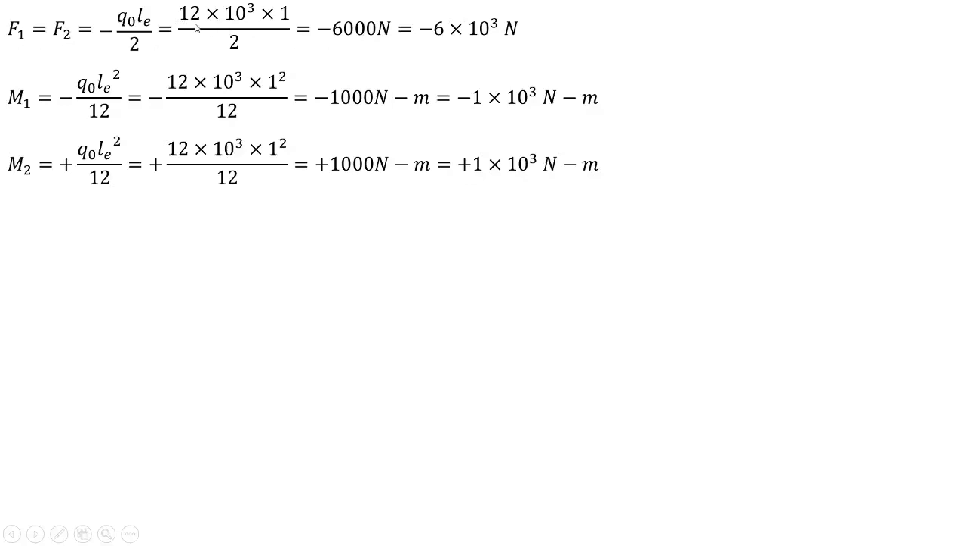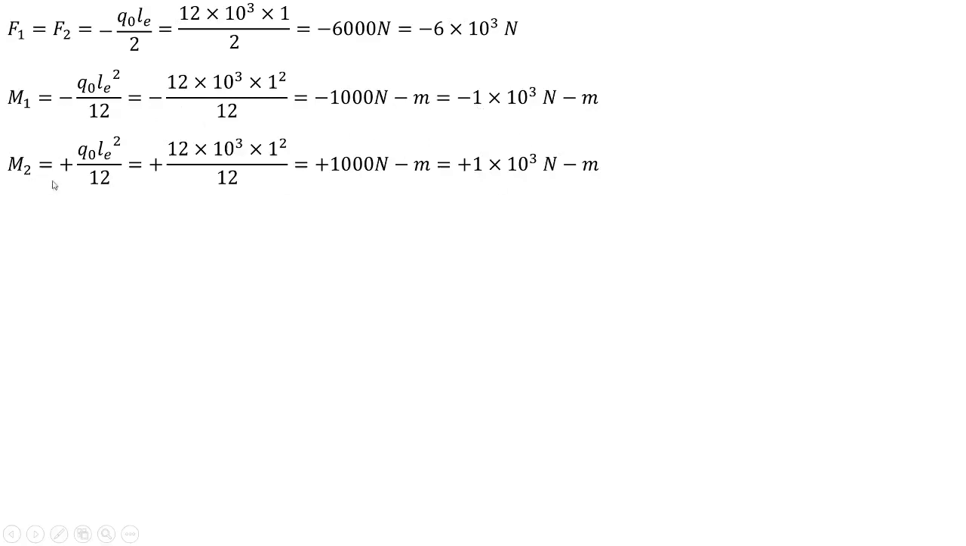Where the applied UDL is 12 kilonewton per meter, so I'll convert that in terms of Newton per meter, multiplied with 10 to the power of 3. Length is 1 meter divided by 2, so that turns out to be minus 6 into 10 to the power of 3 Newton. Similarly, the calculation of moment is Q naught into LE square divided by 12. So same thing, once again Q naught I have converted in terms of Newton per meter. Then length is 1 meter for the second element. After solving this, it has to be minus 1 into 10 to the power of 3 Newton meter.